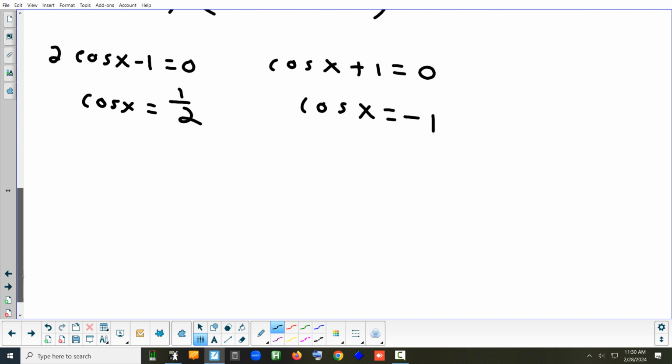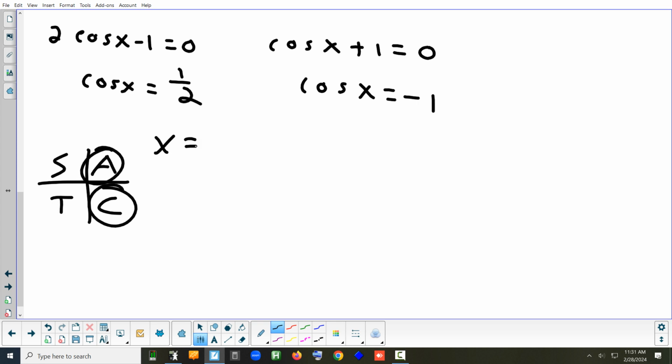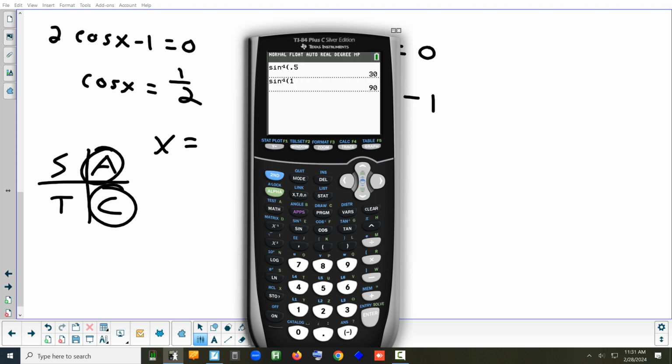That's the harder one. We're looking for where cosine is a positive value. Where is cosine positive? Yep. 1 and 4. We need to find the answer in quadrant 1 first. How do you get rid of cosine? Inverse cosine. So we need the inverse cosine of 0.5. 60 degrees.